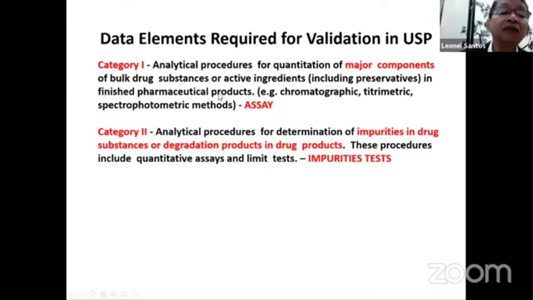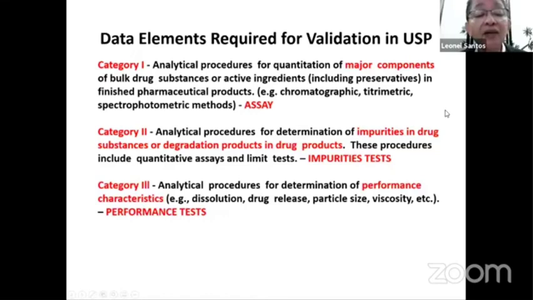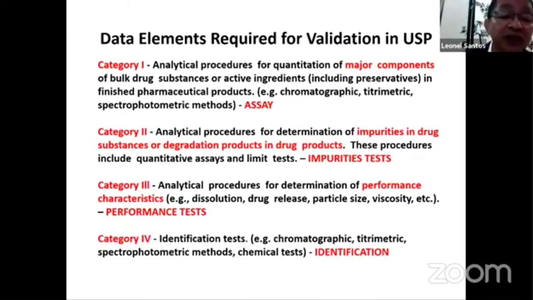Data elements required for the validation are described in this slide. Now, in USP, it can be categorized into 4 different categories. The first category would be focused on the major components, and these are termed the assay. Category 2 would be impurity tests. Impurities can either be organic, inorganic, residual solvents, or elemental analysis. So category 2 is focused on impurities in drug substances and drug products.